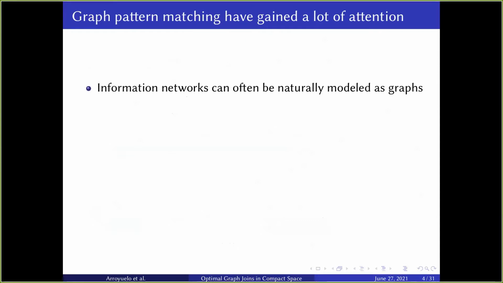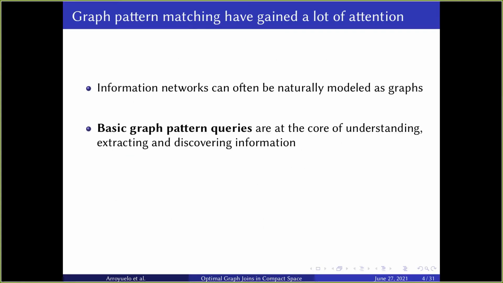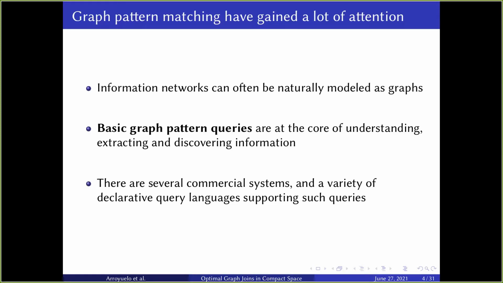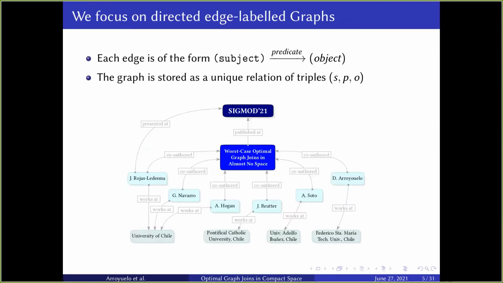Graph databases have gained a lot of attention in recent years, and in this context, basic graph pattern queries are a powerful tool for understanding, extracting, and discovering information. This is why several commercial systems have tweaked their data structures and query languages to support them. We focus on a direct edge label representation of graphs, in which each edge has associated a label and is represented as a triple of subject, predicate, and object, the predicate being the label. The graph under this representation of edges is basically the list of these triples representing the edges of the graph.